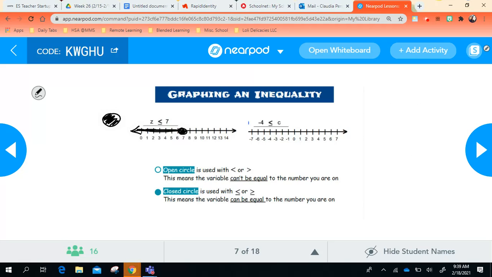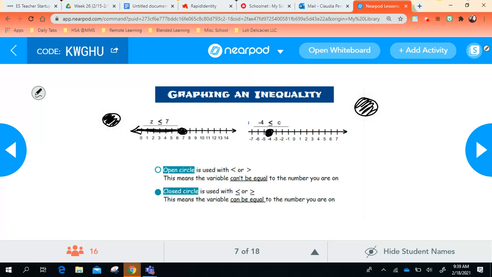So let's see. Shaylin, are you willing to read that to me? -4 is less than or equal to C. Perfect. -4 is less than or equal to C. So, less than or equal to, open circle or closed circle? Closed circle. And then there's a little cheat sheet down here for you guys to check out. So I'm going to put my closed circle on -4. So -4 is less than or equal to C.